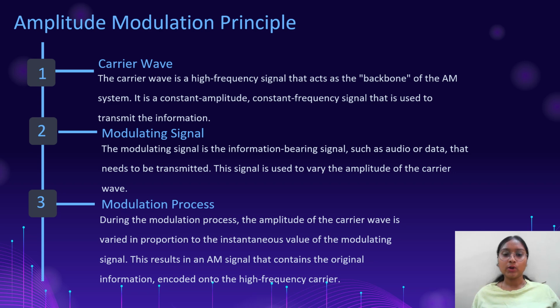Third one, modulation process. During the modulation process, the amplitude of the carrier wave is varied in proportion to the instantaneous value of the modulating signal. This results in an AM signal that contains the original information encoded on the high frequency carrier.